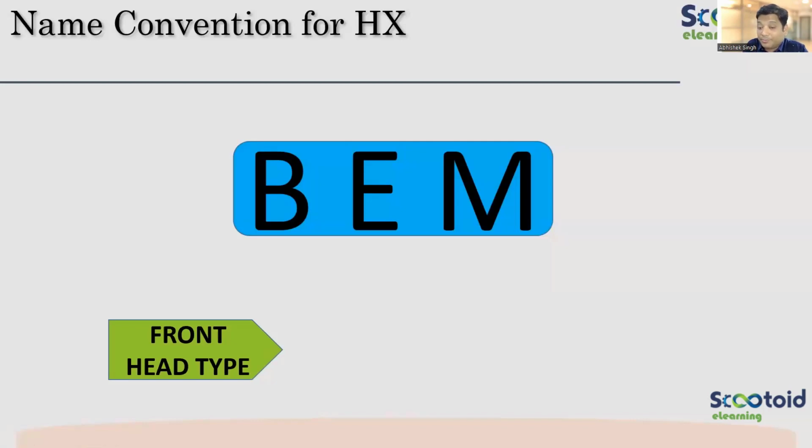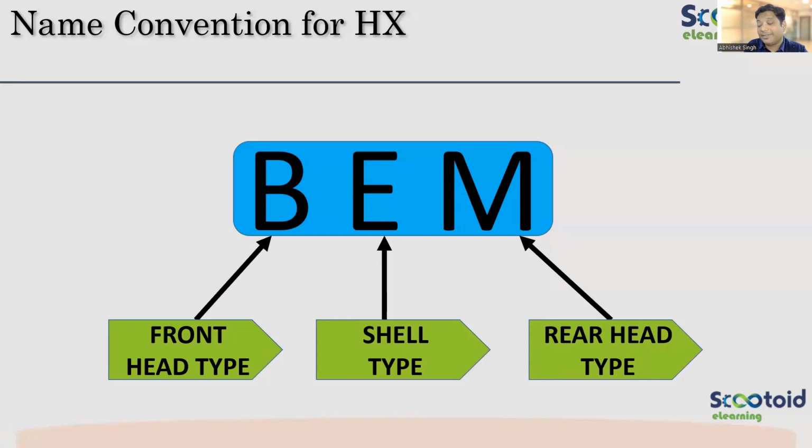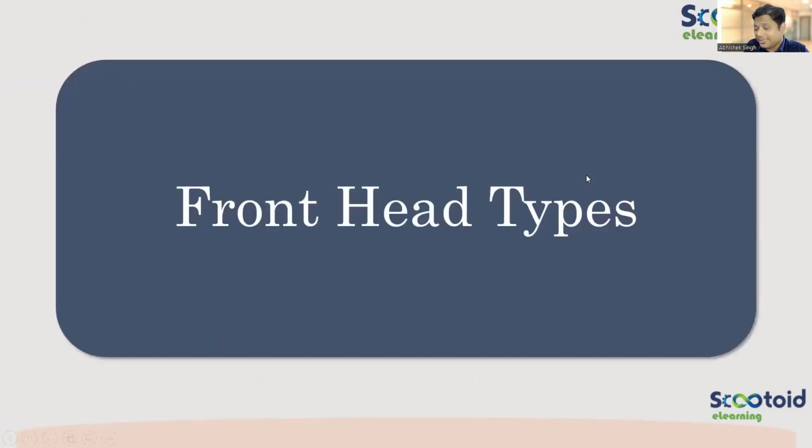So the first alphabet denotes the front head type. The middle one indicates the type of shell. The last one is for the rear head type. Like we divided into 3 parts, for all the 3 parts there are 3 alphabets, which tell us what configuration is there for that part. Now let us see one by one.